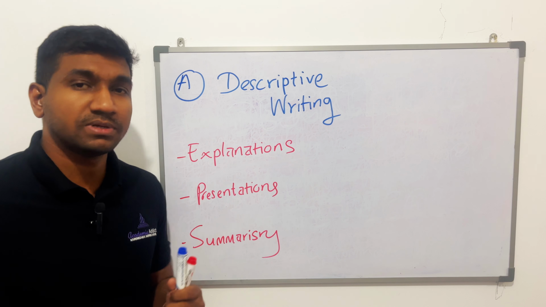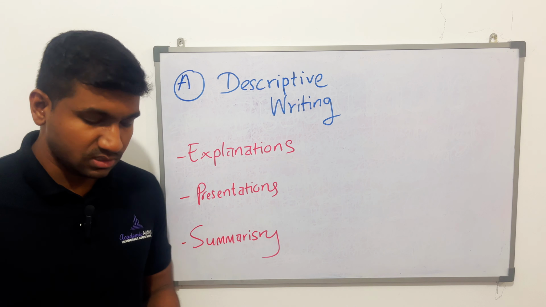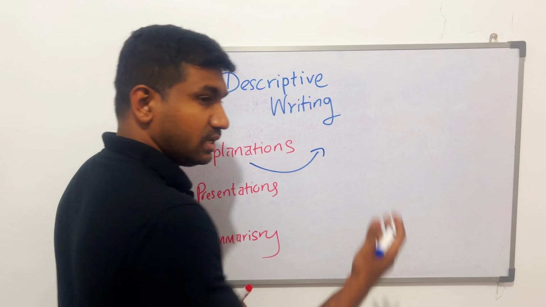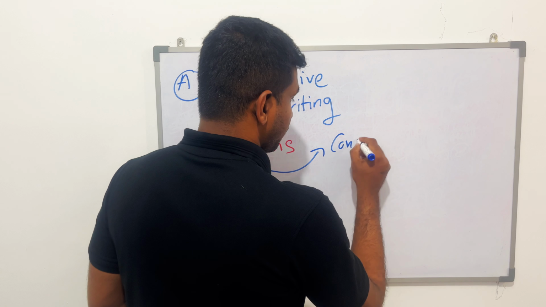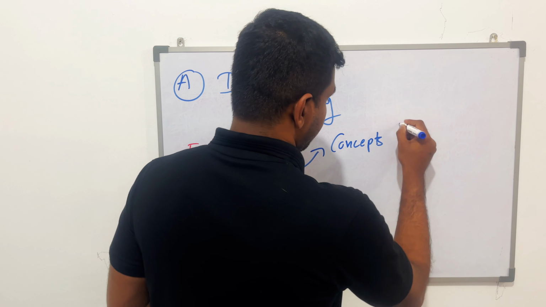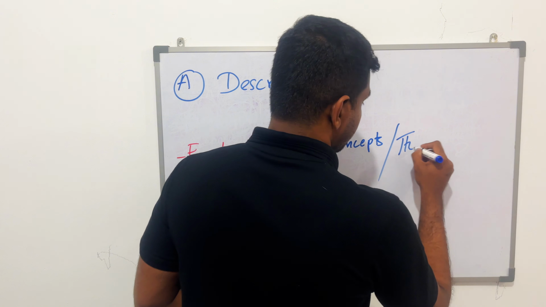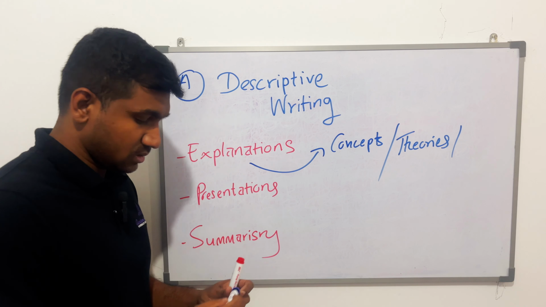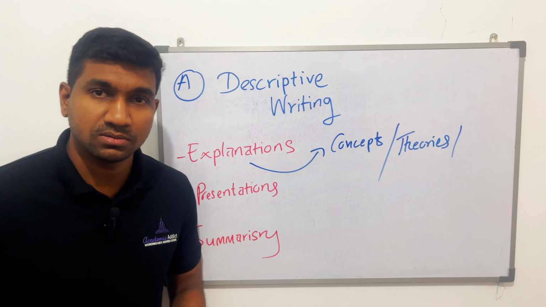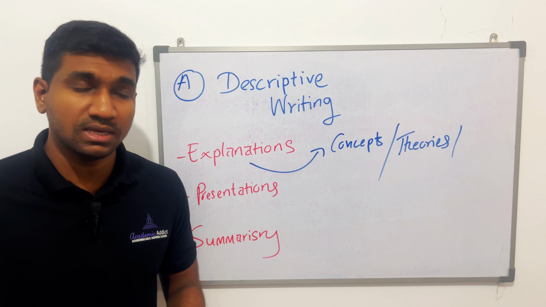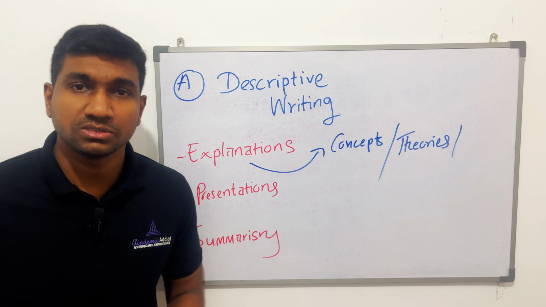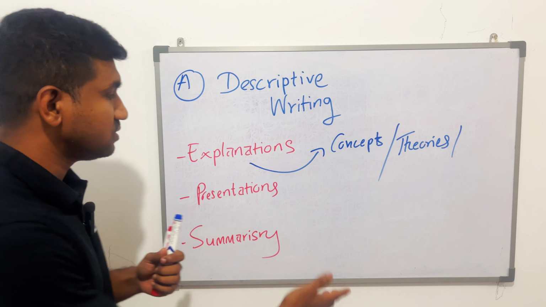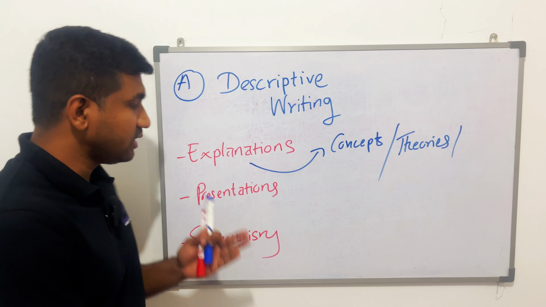For example, explanation. What are explanations actually? Explanations are very simple. This is about you explaining concepts, theories, frameworks, or maybe even defining. Let's say your assignment key element is digital transformation. So you're defining digitalization with theoretical information. That also comes under descriptive writing, and you're explaining.